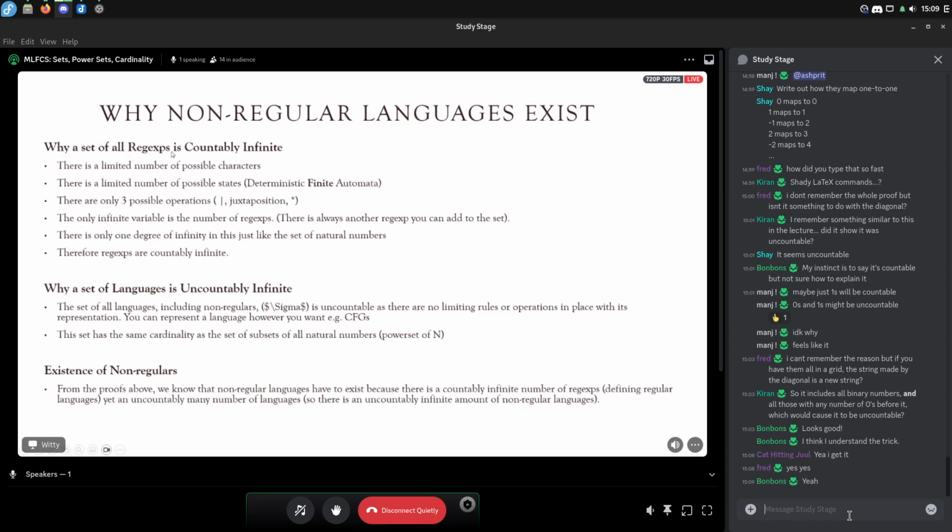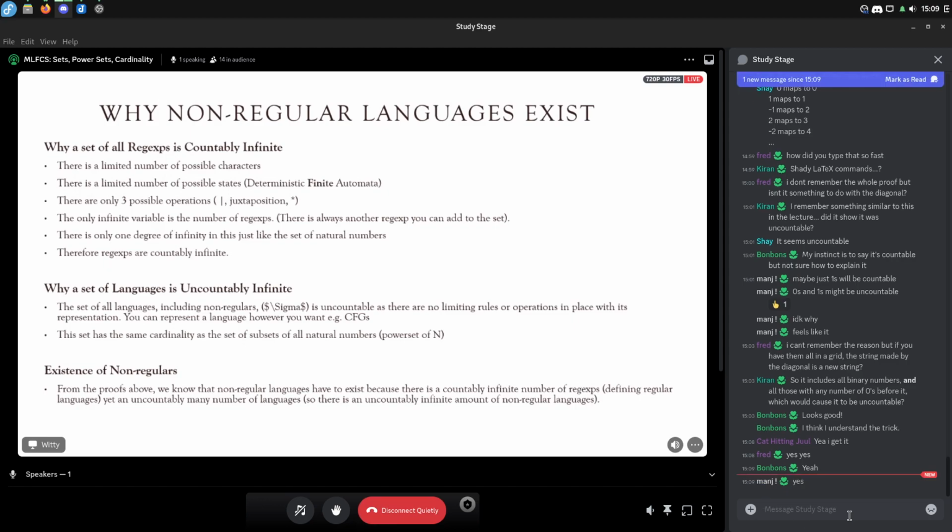So regexes are basically how you can define regular languages. That's the definition. So if you had a set of all the possible regexes that can ever exist, that set would be countably infinite. Can we agree that if you had a set of all the regexes that anyone could possibly make in past, present, future, it would be countably infinite, because you can have an infinite number, but you are limited by the possible number of characters.